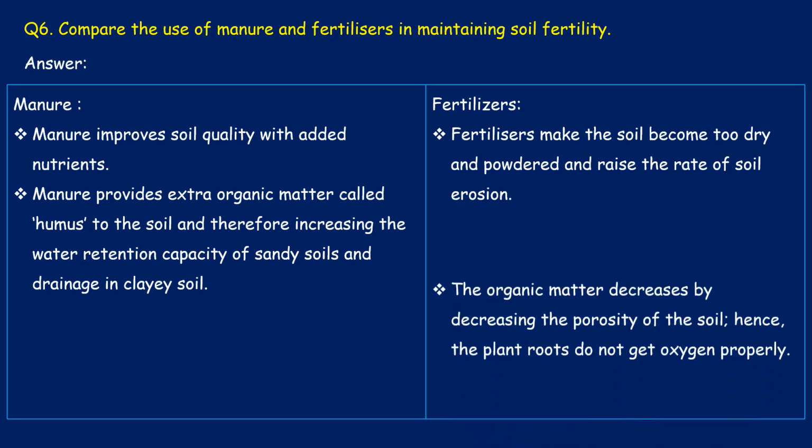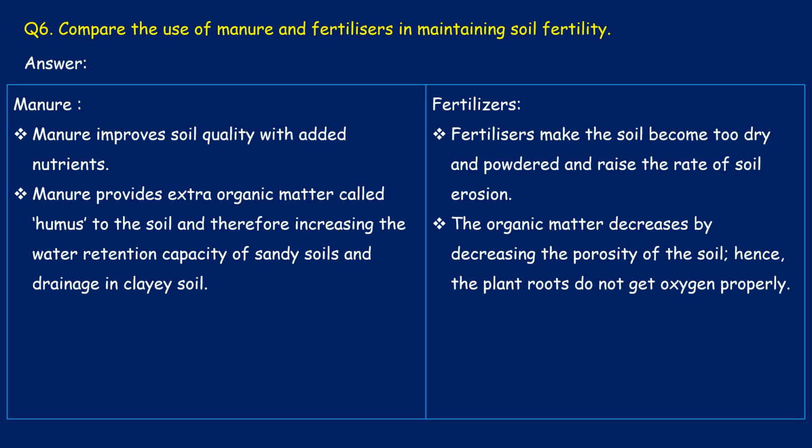Now, fertilizers. The organic matter decreases by decreasing the porosity of the soil. Hence, the plant roots do not get oxygen properly. Because of fertilizers, organic matter will be decreased and at the same time porosity, that means holes and gaps, will be narrowed. Then plant roots cannot get oxygen sufficiently.